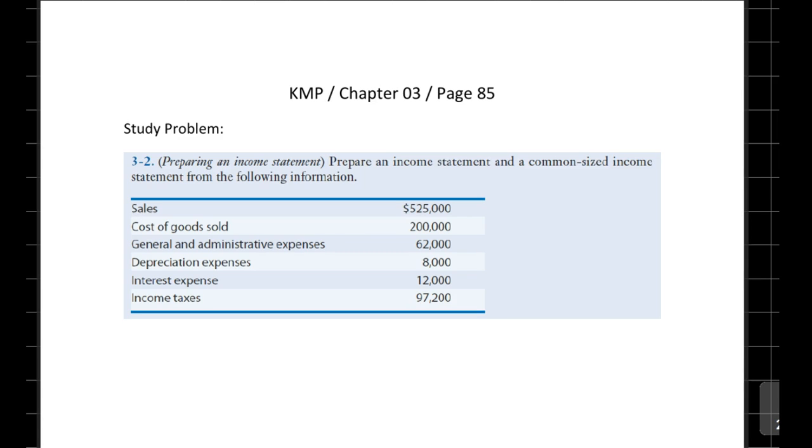Welcome again. We go over study problem 3-2 from chapter 3, page 85 in our textbook. So we already solved the first part of this problem. We came up with the income statement. In the second part, we will come up with the common-sized income statement, and that would be very natural since we already obtained the income statement for this firm.